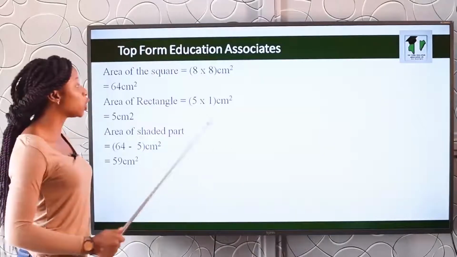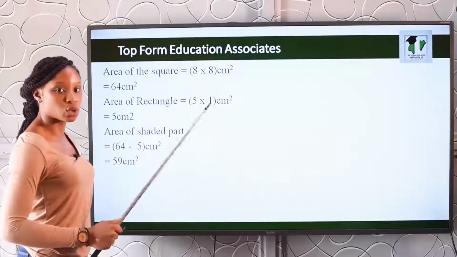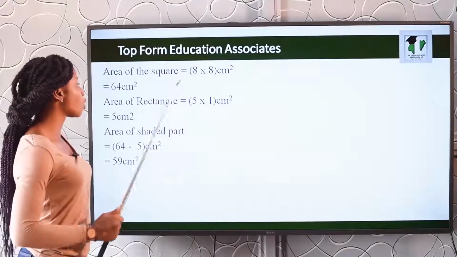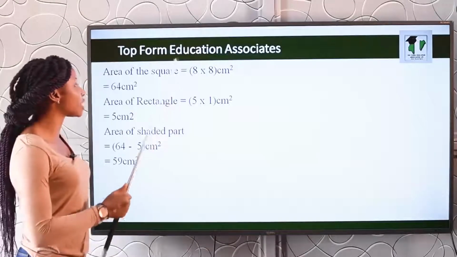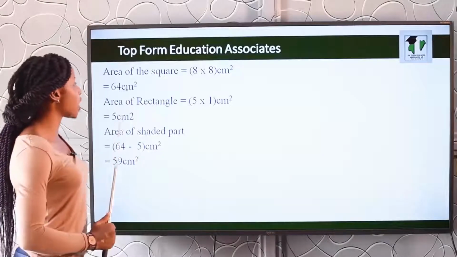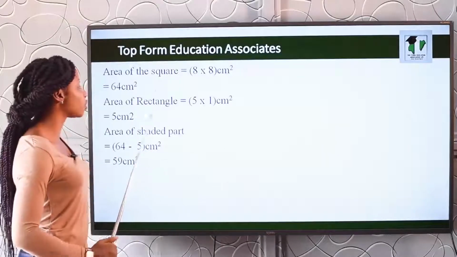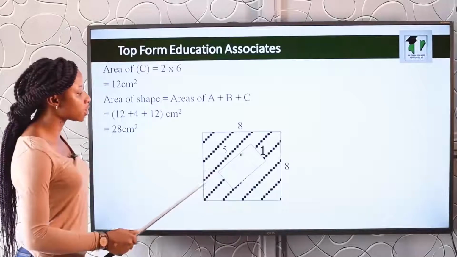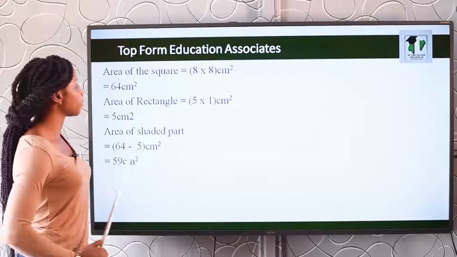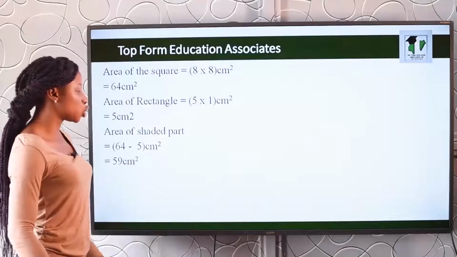And we know that in looking for the area of a square, we raise the length to the power of 2. And when we do that, we have 8 raised to the power 2, or 8 times 8, which will give us 64 centimeters square. So the area of the square is 64 centimeters square. Now let's look for the area of the rectangle. This is the rectangle we have here. We have the length as 5 and the breadth as 1. So when we do the multiplication, we have 5 centimeters square.